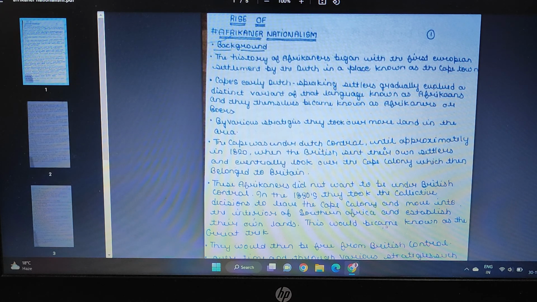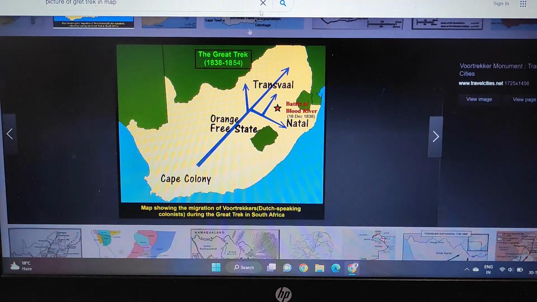So all these Dutch-speaking people who settled in southern Africa and became the Afrikaners or the Boers took a decision to leave that area and move into the interior of southern Africa and establish their own land. This would become known as the Great Trek. They covered a part of land, and that is known as the Great Trek.